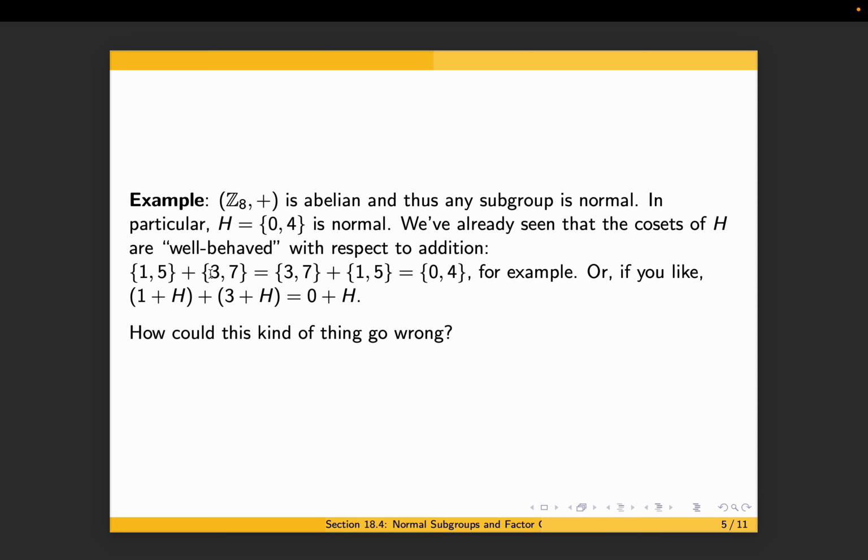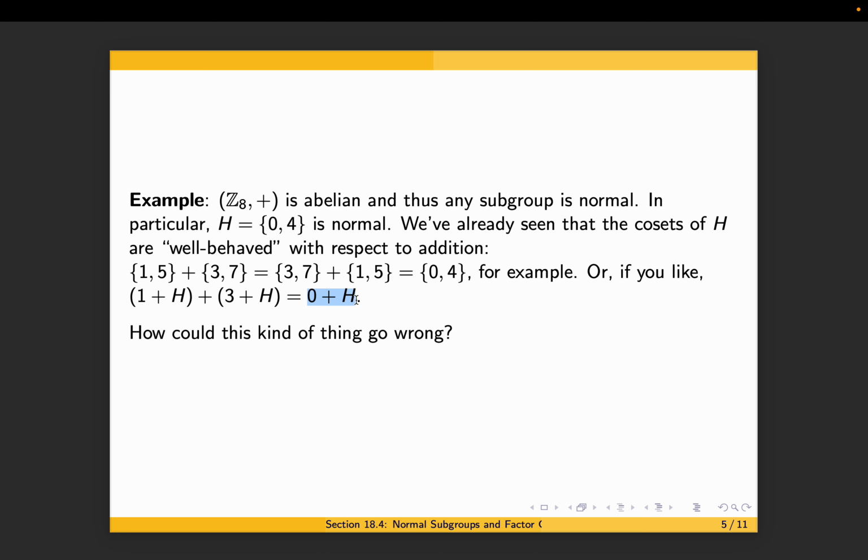5 plus 3 is 8, which is 0. 5 plus 7 is 12, which is 4. So when I do all possible sums here, I just get this other coset. So I can just say something like, oh, 1 plus H, that coset, when I add it to 3 plus H, this other coset, I get this coset, 0 plus H, the original subgroup.